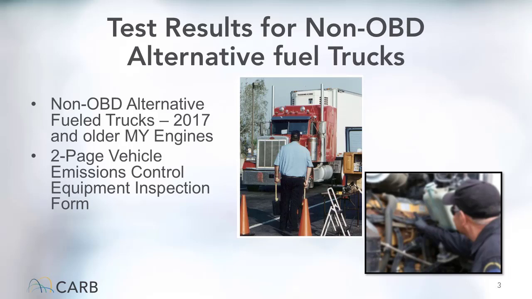Hybrid or alternatively fueled vehicles in the CTC program can run on non-gasoline or non-diesel type fuels, like propane or compressed natural gas. These vehicles are non-OBD compliant if their engines were certified to a model year prior to 2018. Since there is no opacity test that is applicable for this type of vehicle, only the completed and signed 2-page inspection form is required.